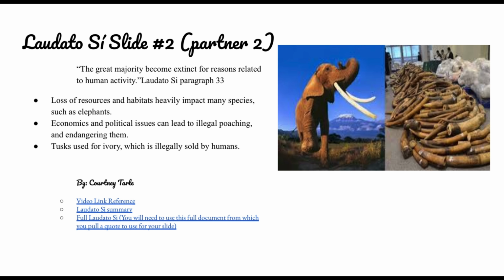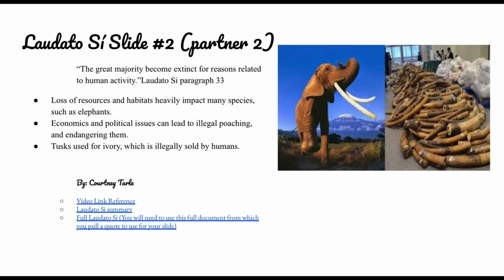Pope Francis states in Laudato Si, paragraph 33, that the great majority became extinct for reasons related to human activity. This quote connects directly to elephants and the issue of illegal poaching. Loss of resources and habitats heavily impact elephant populations as humans continue to expand cities, farms, and industries into natural environments. In addition, economic and political issues continue to contribute to the endangerment of elephants.